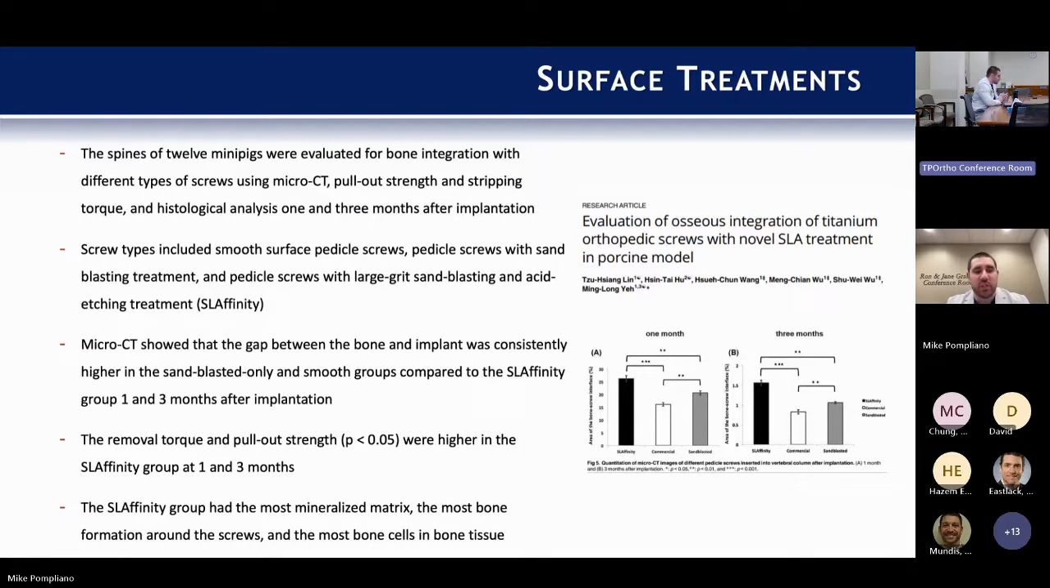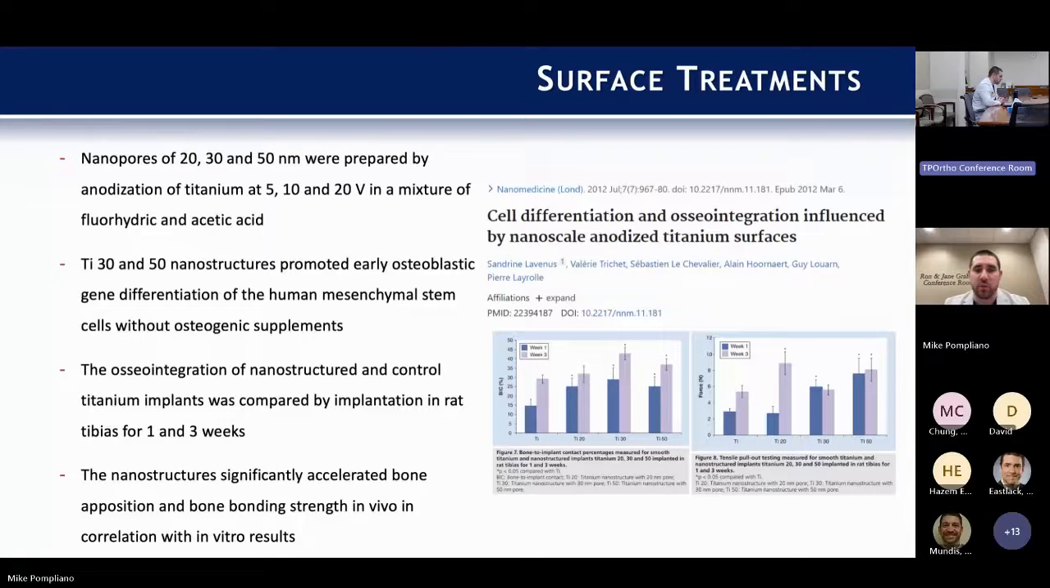The micro CT showed gaps between the bone and implant in the sandblasted only, as well as the smooth groups, compared to the SL affinity at 1 and 3 months after implantation. The removal torque and pull-out strength were both higher at 1 and 3 months in the SLA affinity group. And this also had a higher mineralized matrix, as well as the most bone formation around the screws and the most bone cells in bone tissue on histologic analysis. So overall, pretty promising results.